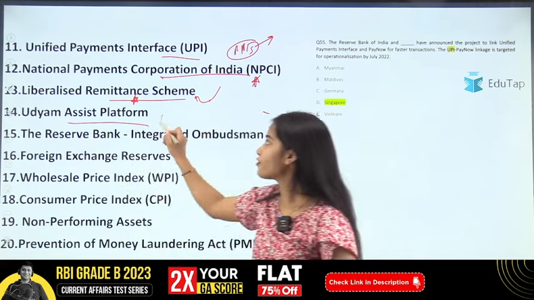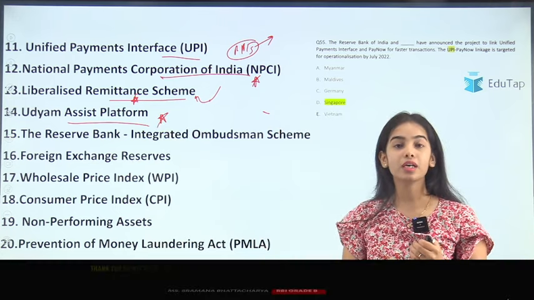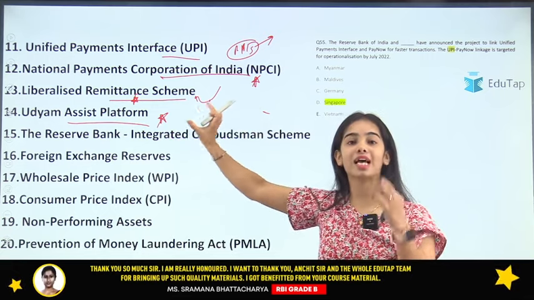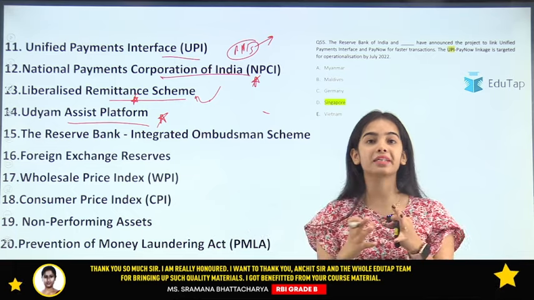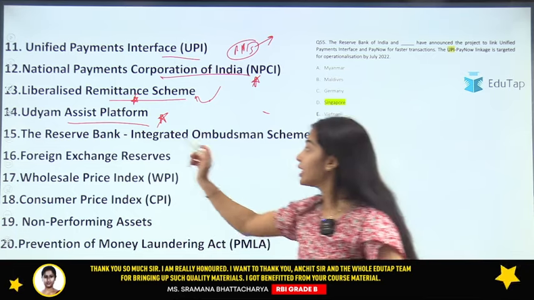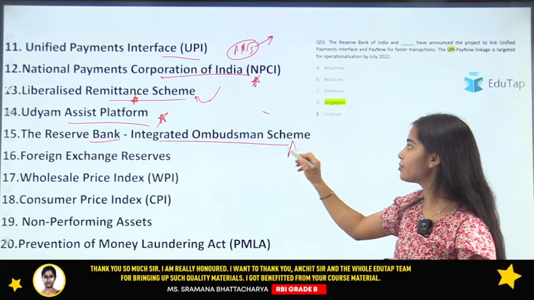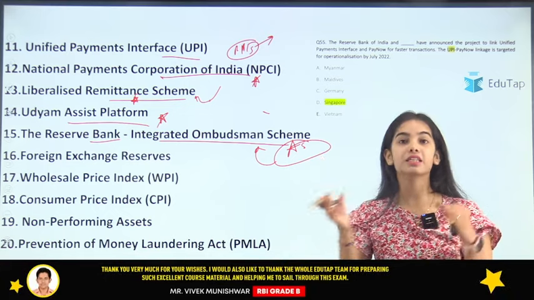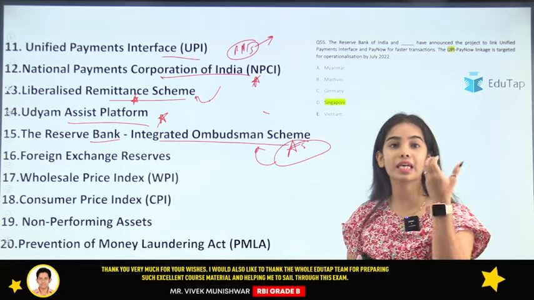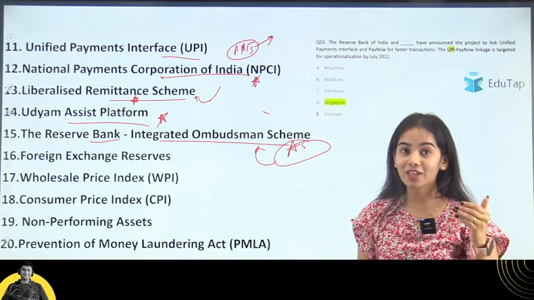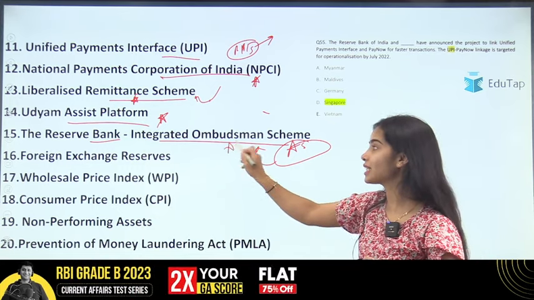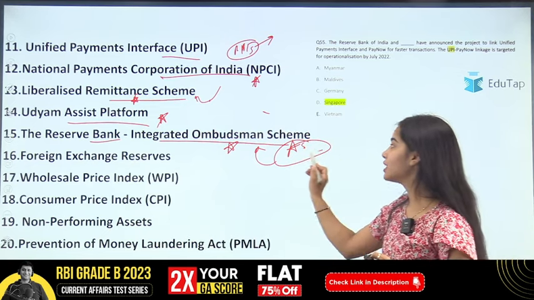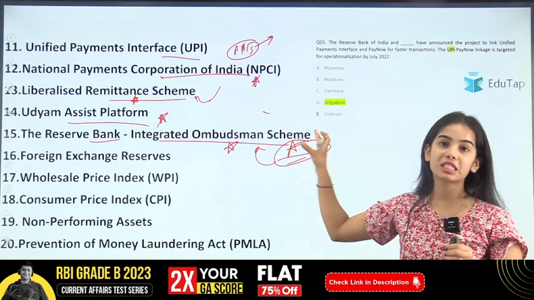The Udyam Assist platform, now this was launched this year only by the Ministry of MSME, and anything that is related to the MSMEs and the Udyam Assist portal is important. The Reserve Bank Integrated Ombudsman Scheme: the annual report of the Reserve Bank of India for the Ombudsman Scheme has been released. In the previous year also there was a question regarding the annual report from the static knowledge. Now you need to have the static understanding of the Integrated Ombudsman Scheme as well as the current knowledge, that is, the highlights of the annual report of the Ombudsman Scheme.